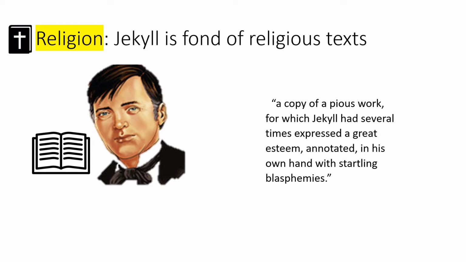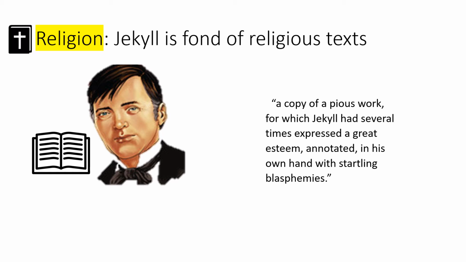We're just going to have a quick look at this quotation here on the board. A copy of a pious work. This is the moment where Utterson and Poole break down the door in chapter 8. They find some scattered papers, they find Jekyll's diary, they find an envelope with lots and lots of enclosures in, and then they look down and they see a copy of a pious work for which Jekyll had several times expressed a great esteem, annotated in his own hand with startling blasphemies.